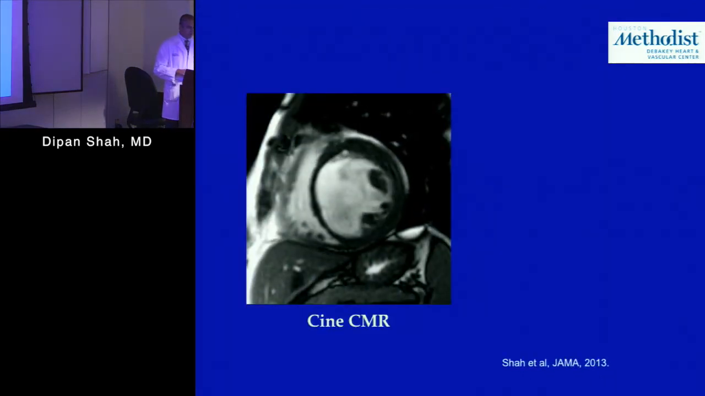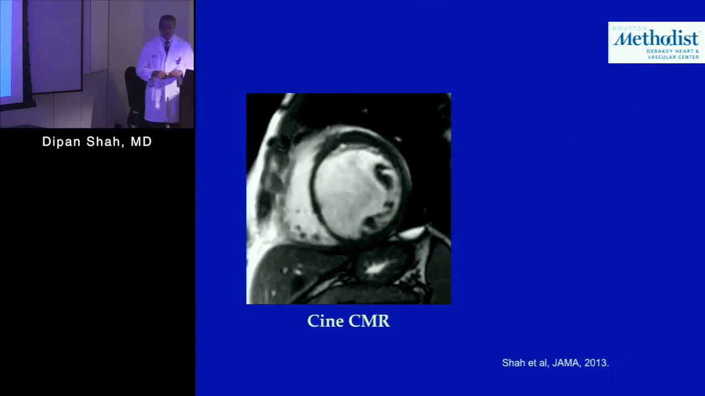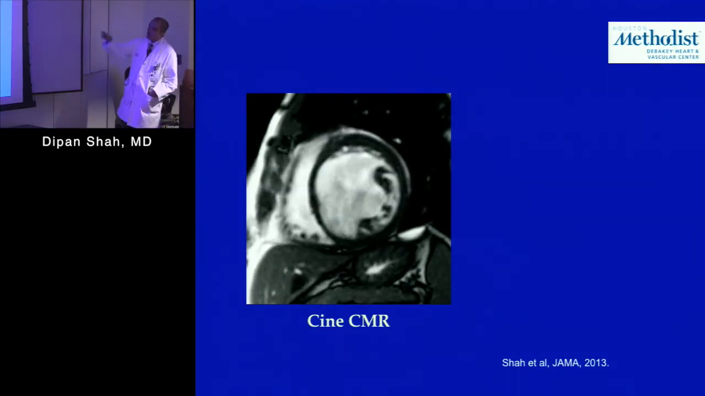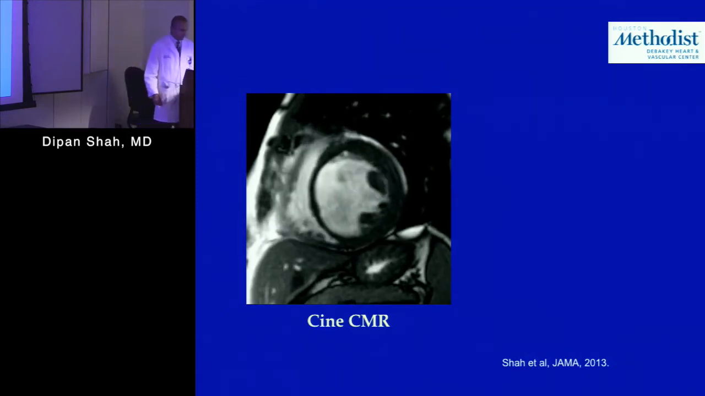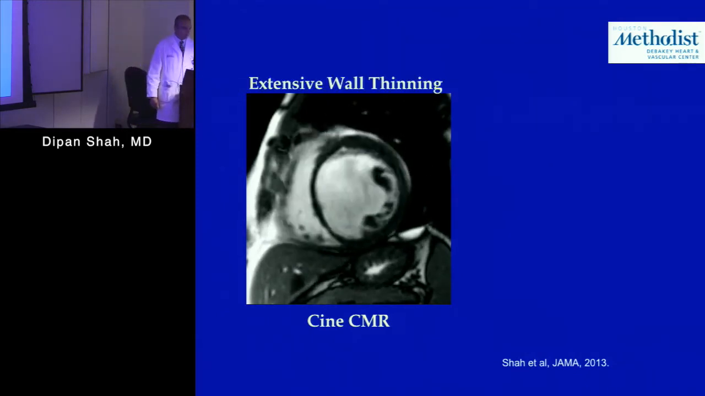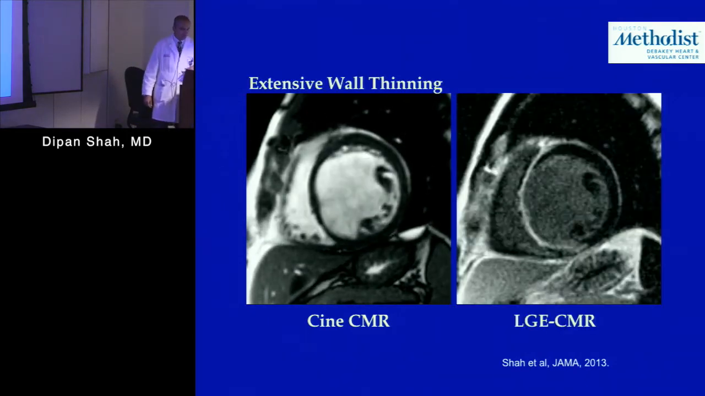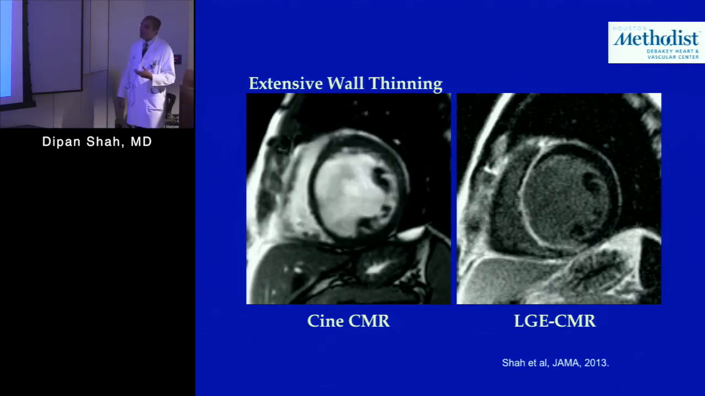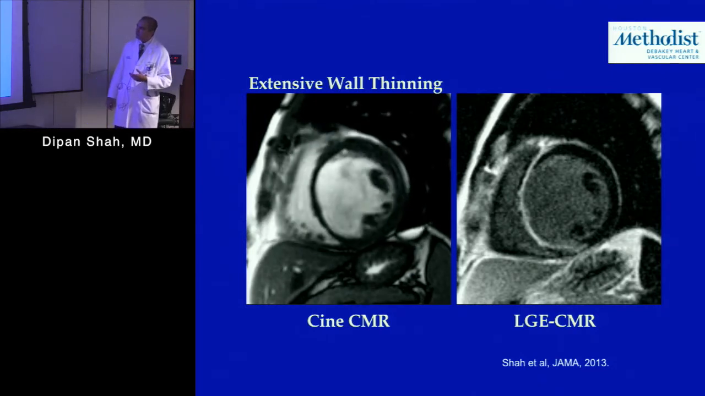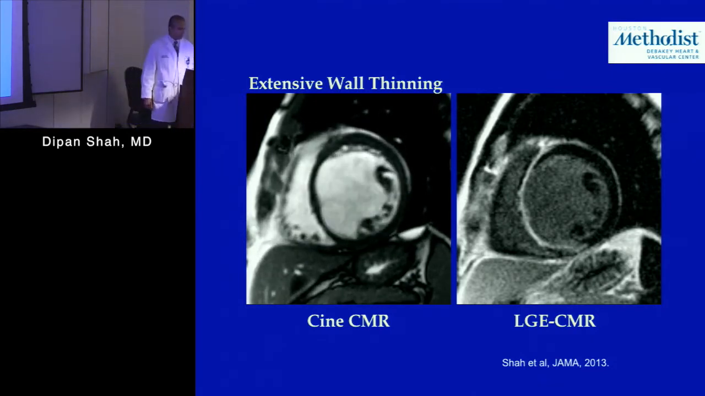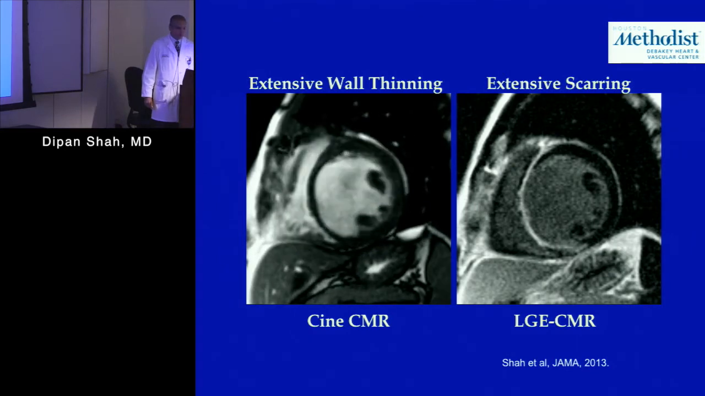So I'll show you one example case here, a patient where, if we look at the septum, I think most of us would say there's a pretty large area of significant wall thinning. And if we look at the late enhancement CMR, we see an area of transmural hyperenhancement in this person's septum. So that thinned area looks transmurally infarcted, with extensive scarring as well.